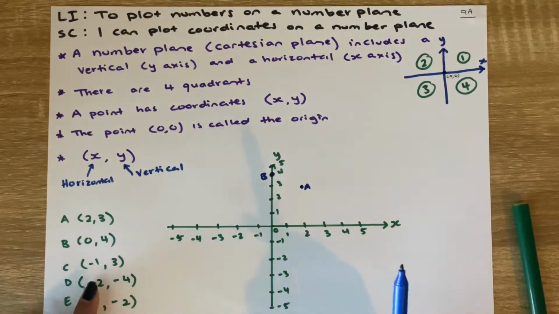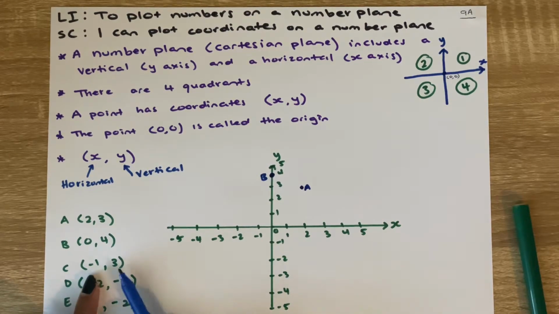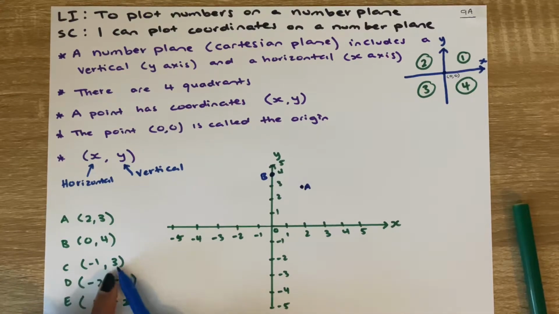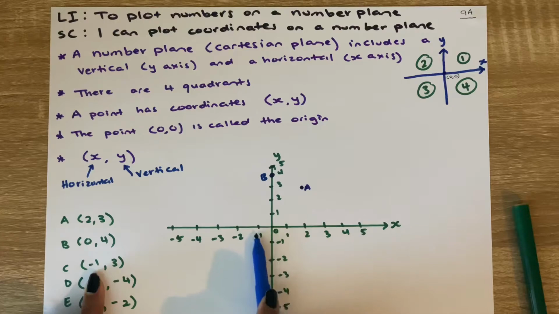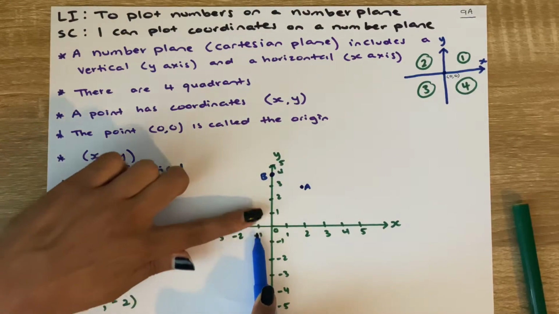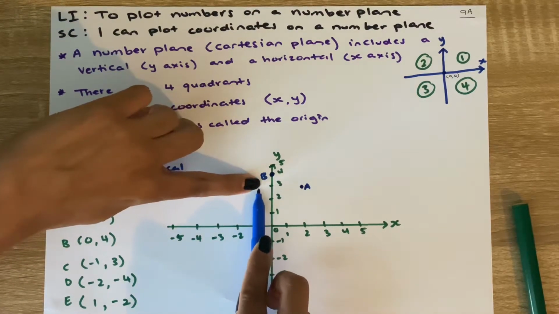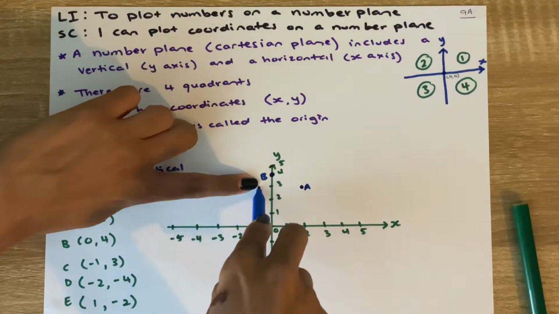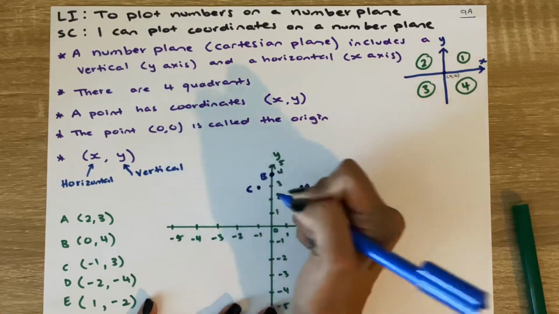Okay, let's go through a few more examples. So C is -1, 3. So -1 is our x value, 3 is our y value. So if we go to -1 on our x-axis, whoop, that's here. And then 3 on our y-axis, whoop, that's here. So where do they intersect? They intersect at this point here. So we're going to draw a dot. And that is our coordinate C.